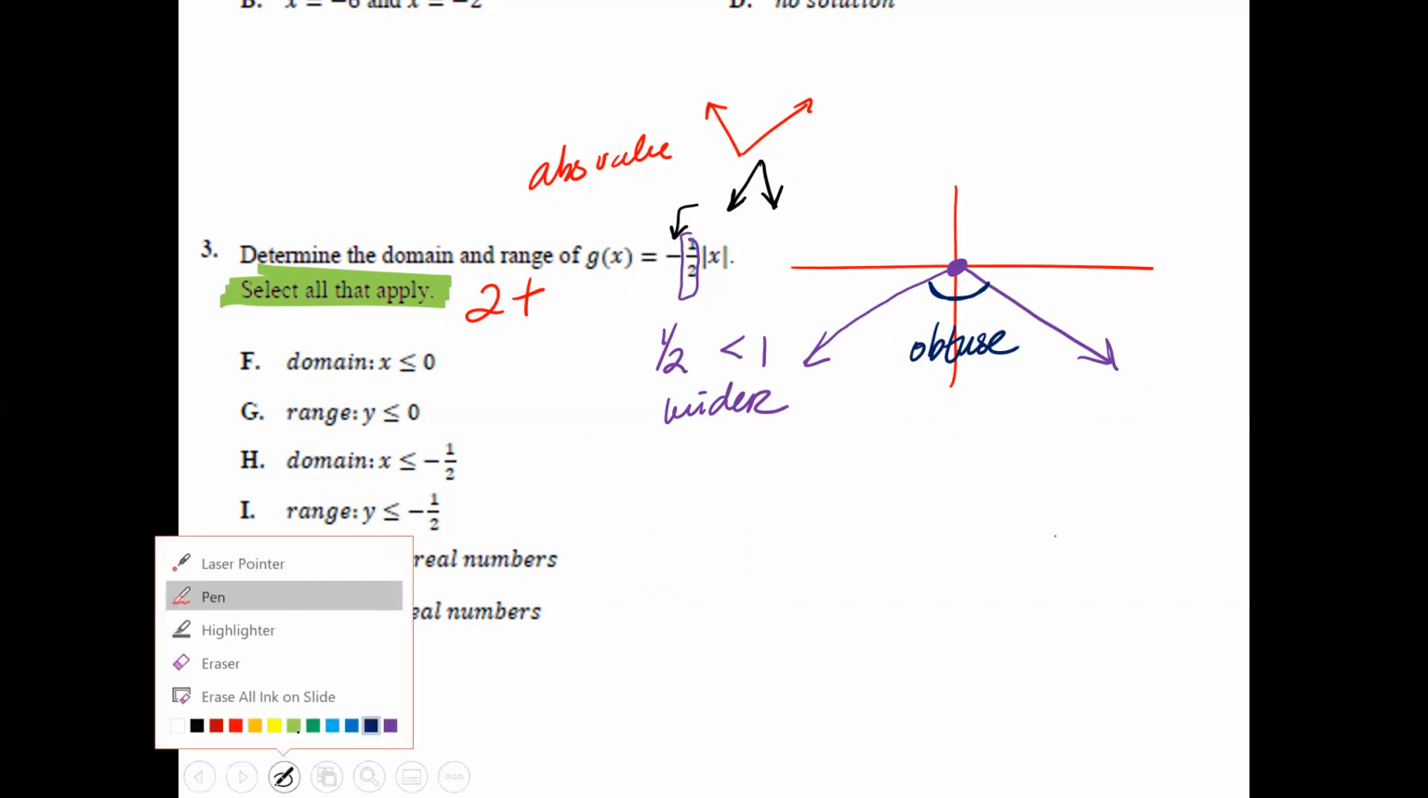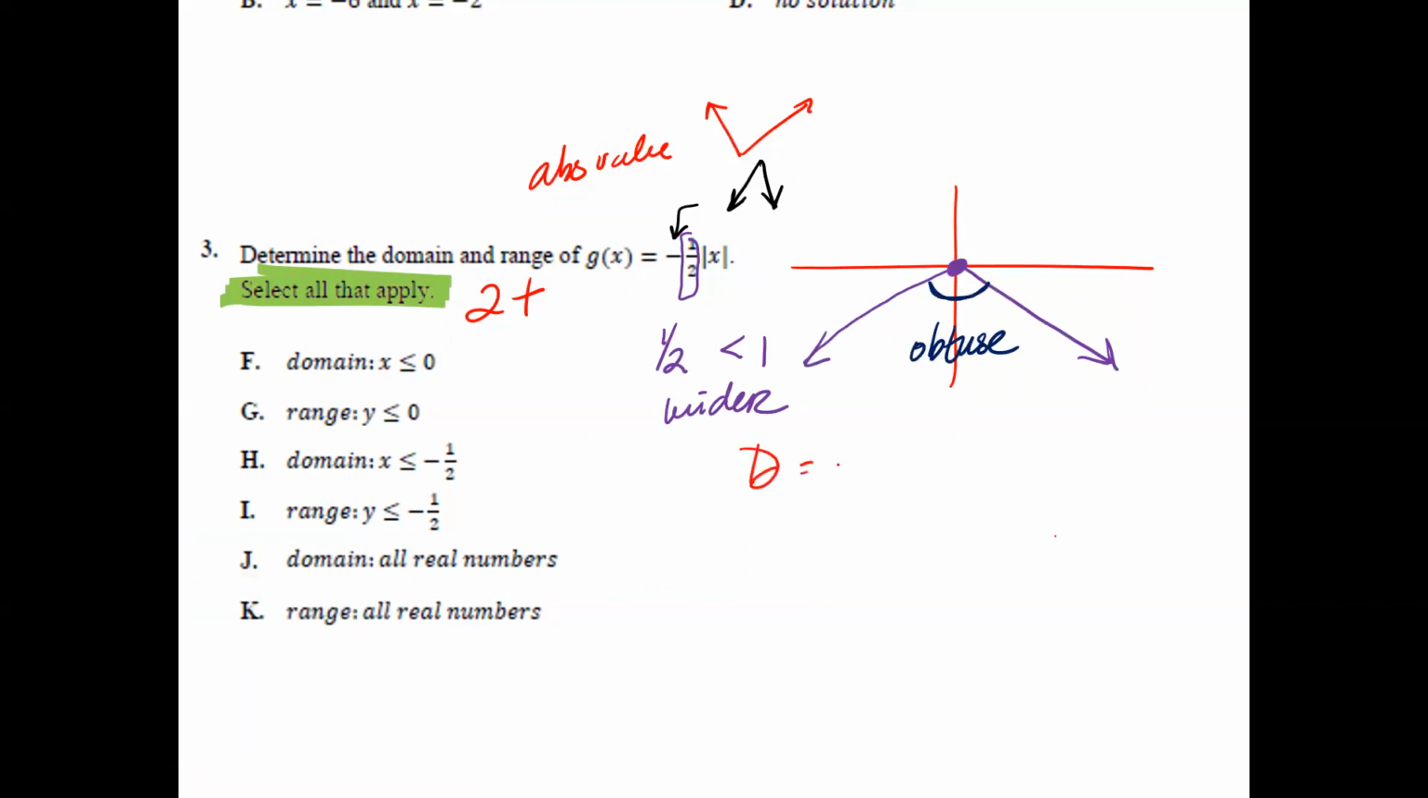Which one is going to be my correct answer? It talks about domain. Domain, remember, are your X values. If I look at my X values, it's going to go to the right, and it's going to keep going to the left. So I will say that's negative infinity to positive infinity, or all real numbers. Okay, so which domain says all real numbers? J is one of them. So I know it's not going to be F, it's not going to be H. J is one of the answers.